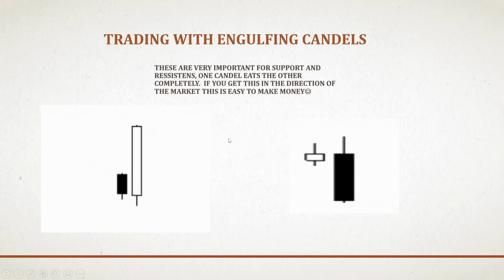You have two ways: an up or bullish infringement, and a downwards or bearish infringement. On the right side, you have a small buying candle and then a big sell candle that eats it completely up, so it went downwards.